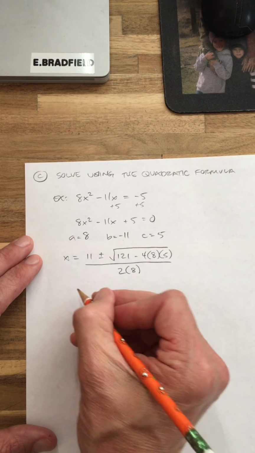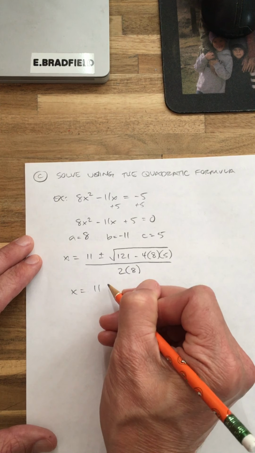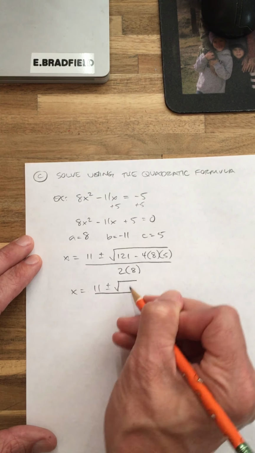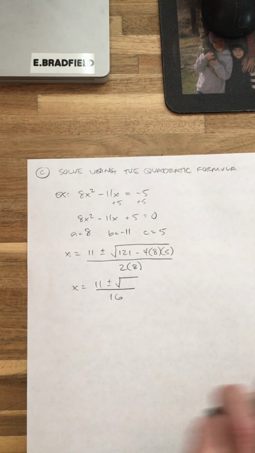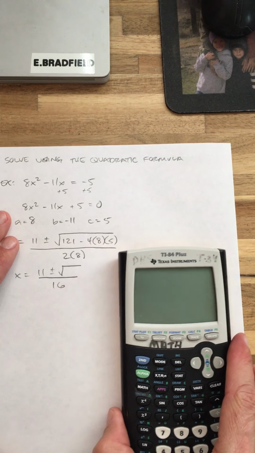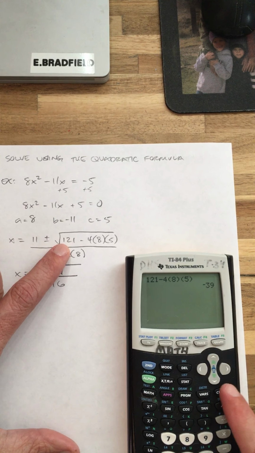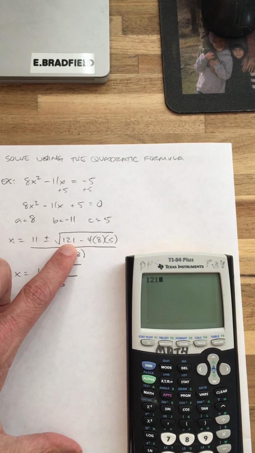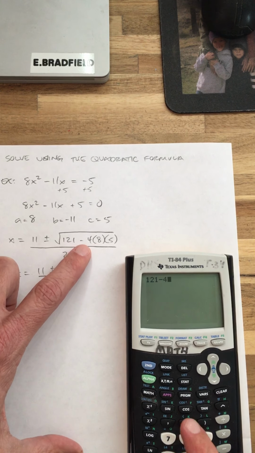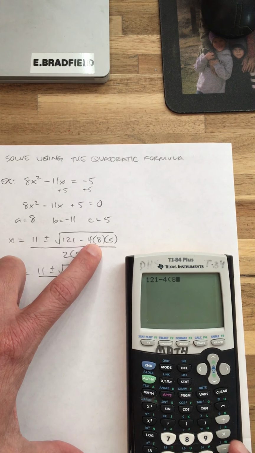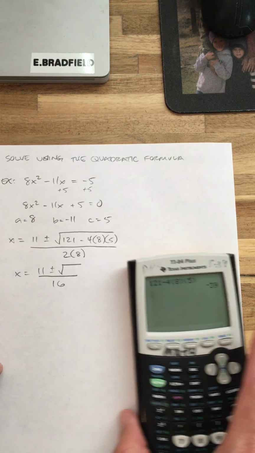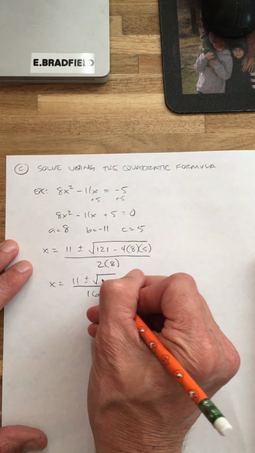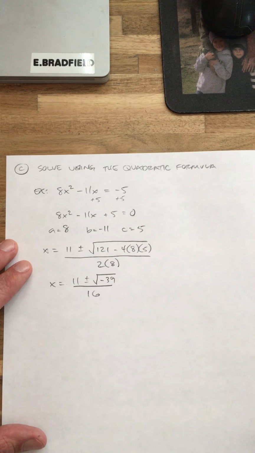Okay? All right, clean it up. X equals 11 plus or minus the square root of something over 2 times 8 is 16. All right, get your calculator. Turn it on, clear it. 121 minus 4 times 8 times 5 equals negative 39. So we have negative 39, all right.